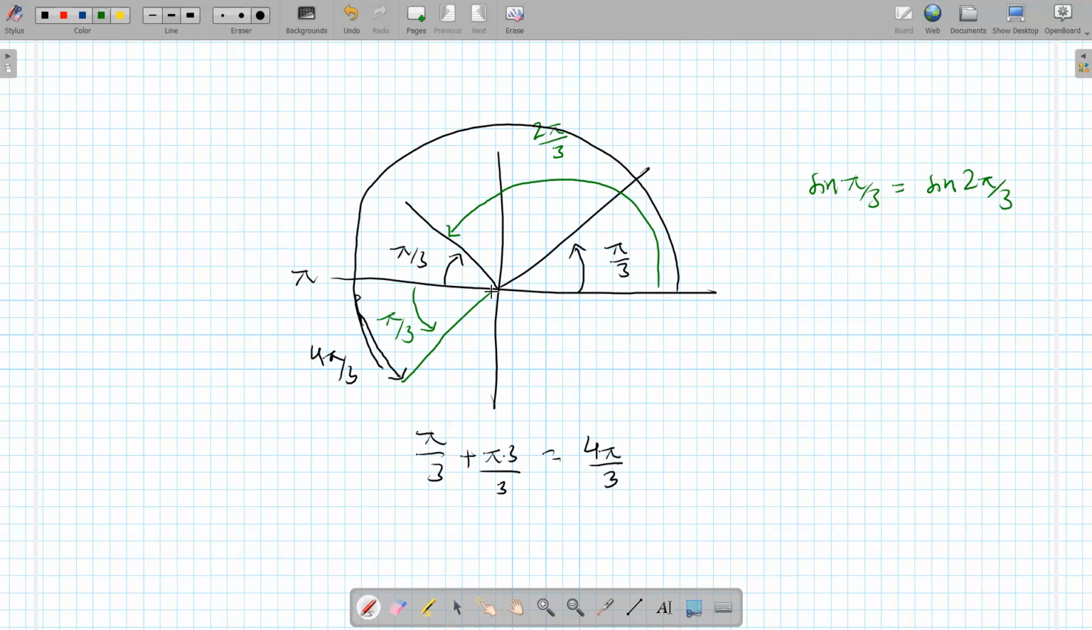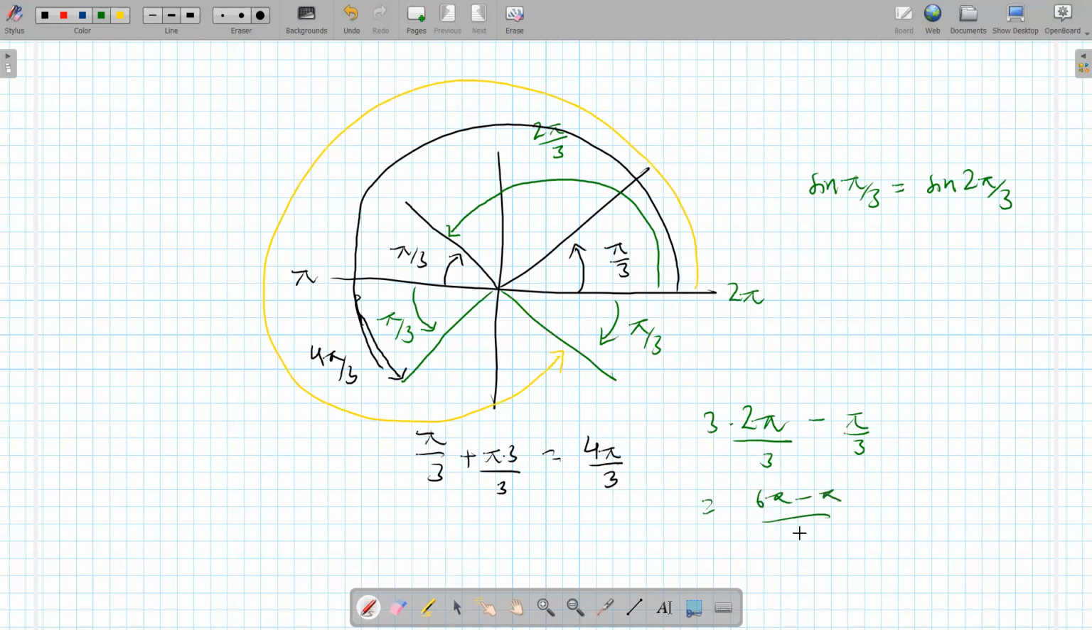Same thing in quadrant 4. If this is pi over 3, remember it needs to add up to 2 pi or 360 degrees. What would be your reflex angle here? 2 pi, take away pi over 3. Multiply this by 3 on the bottom, 3 on the top. So you get 6 pi over 3 minus pi over 3. That'll be 5 pi over 3. So your principal angle is 5 pi over 3, okay?